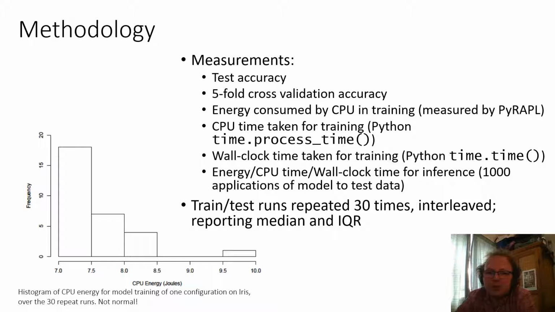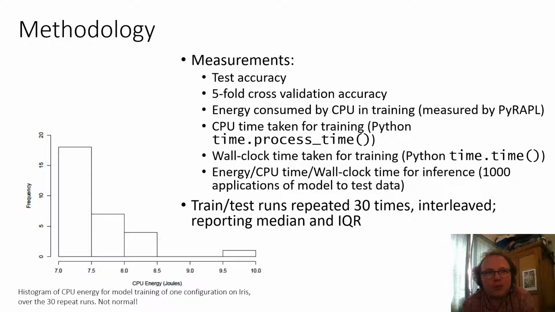The training and test runs were repeated 30 times interleaved, so that means we go through each of the configurations once and then repeat each of the configurations again, and so on for each of 30 repeats. That's so that the random variation, random noise in energy and time measurements would impact each of the configurations roughly evenly to try and counteract some of that noise. And we report median and interquartile range because, as you can see, that histogram there shows the energy measurements for 30 repeats of one configuration, and the distribution is definitely not normal.